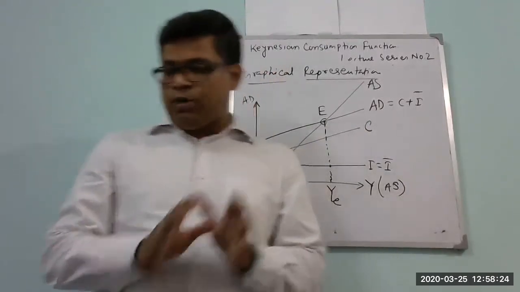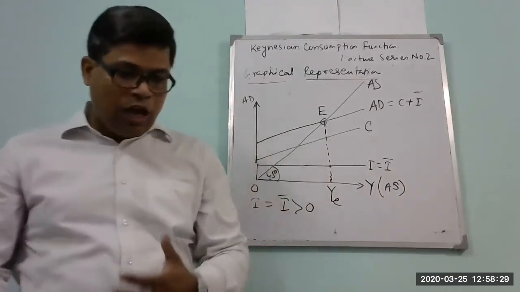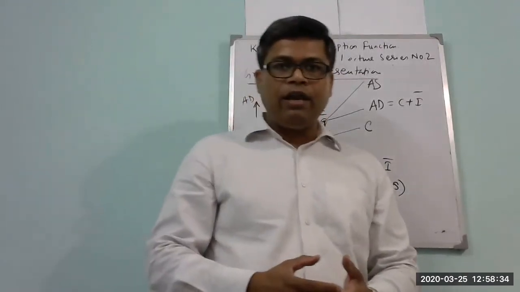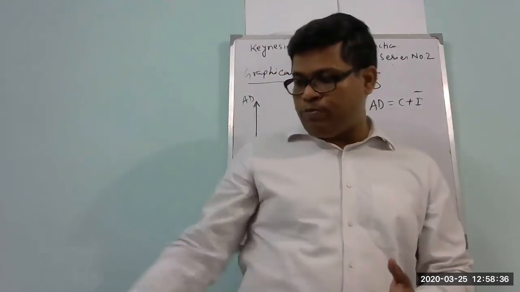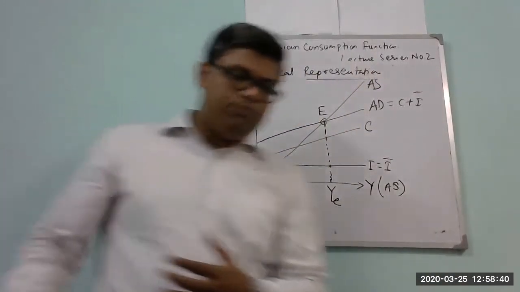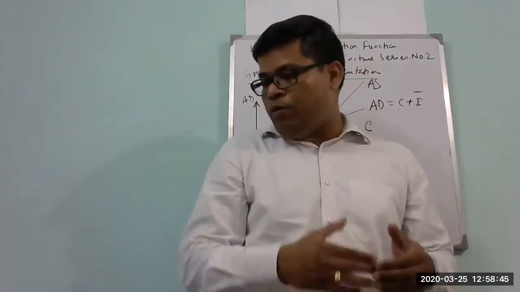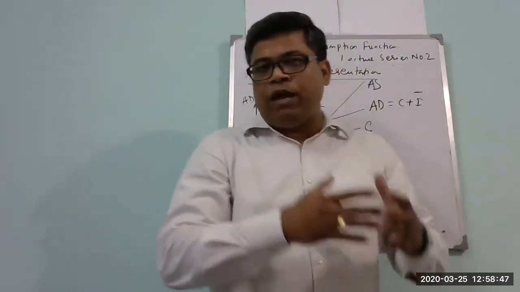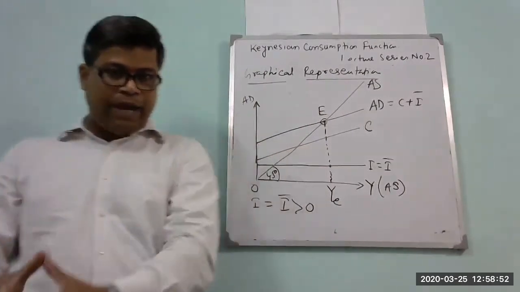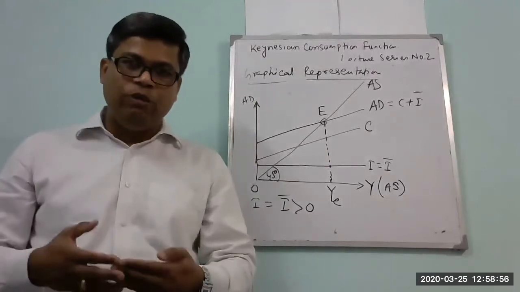Just see this one. Suppose I am standing here and someone is pushing me. So I will deviate my position from here to, let's say, here. Now, if over the time I once again come back to my original position slowly and gradually, then this equilibrium is called the stable equilibrium.